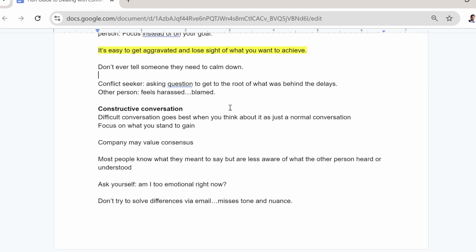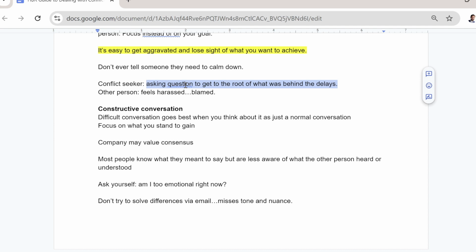Conflict seeker, asking questions to get to the root of what was behind the delays. So this is an example of what a conflict seeker likes to do. They like to ask a lot of questions to get to the root of the issue, but then the other person feels harassed, feels blamed, because they're not that type of person that would do that. And I ran into this situation before where I was a senior product marketing manager, and sales was complaining about the leads being down. So I just kept asking them questions to try to get clarity and understanding the lead situation. What are the issues with the leads? Where are the leads not coming in?